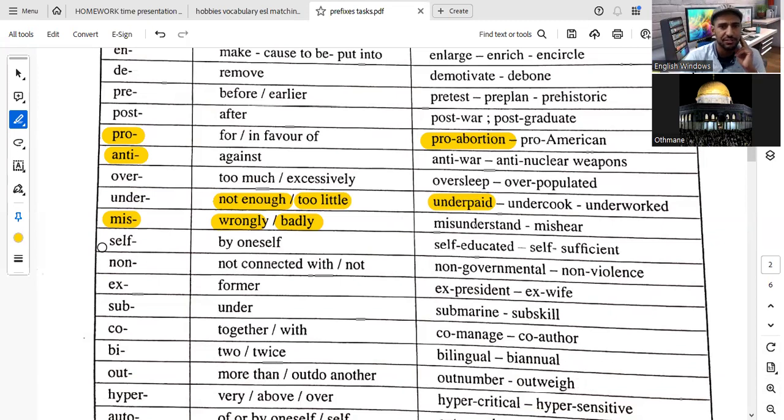Next, we have self. Self means by oneself, just like self-educated. Ahmed is a self-educated person. He educated himself by himself. No one helped him or educated him. He is a self-educated person who learned by himself, for himself. Self-sufficient. Sufficient means enough. Self-sufficient means able to be satisfied by oneself.